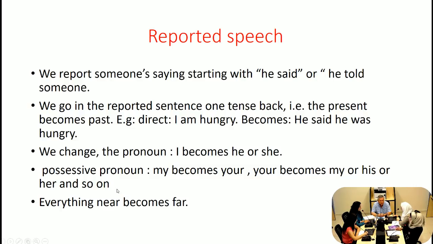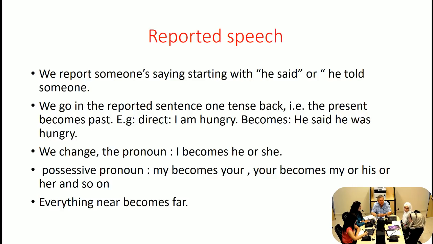Reported speech. Okay. When we want to report what people say, we start with a reporting verb and then the speaker's actual words. We make some changes.